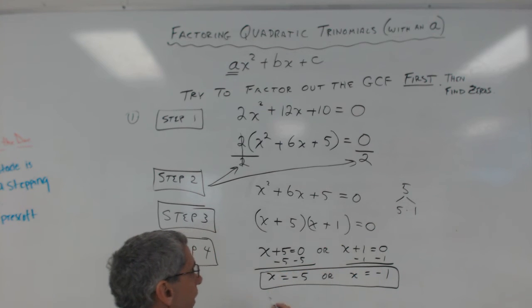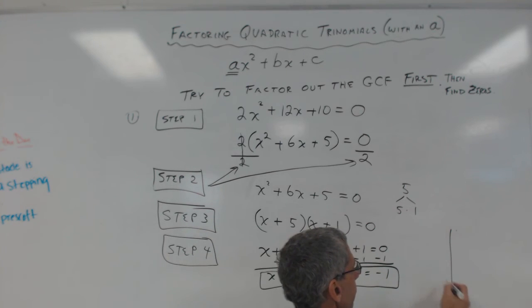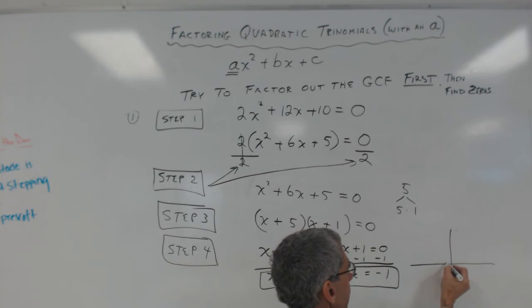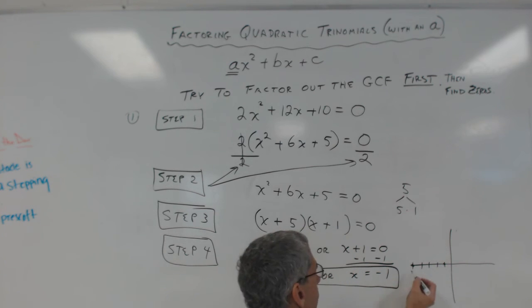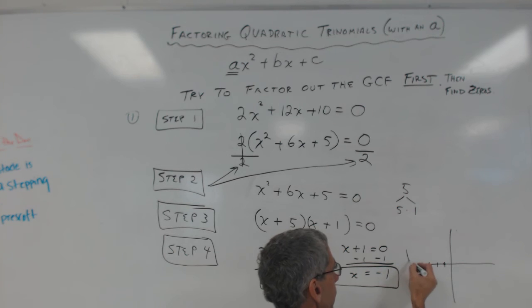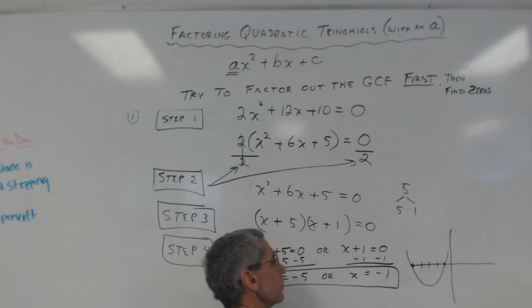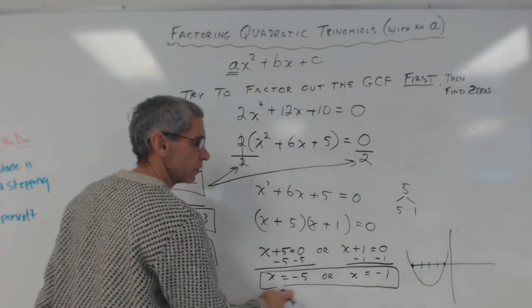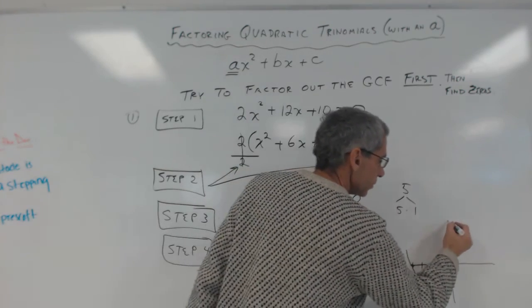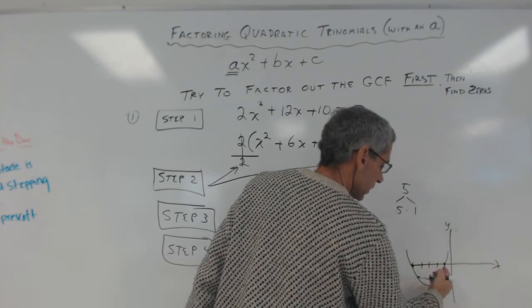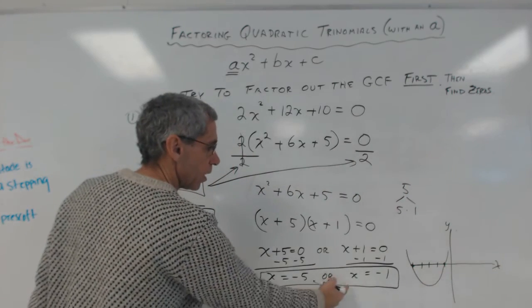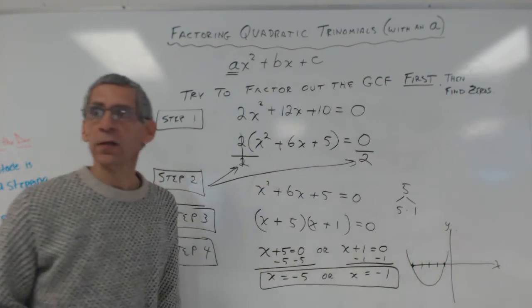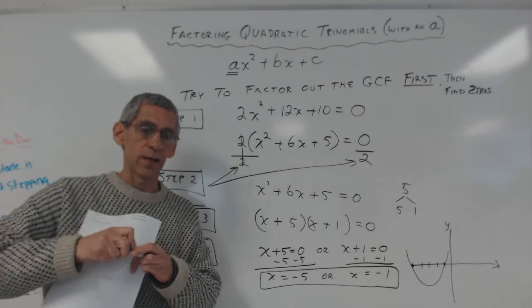Those are your zeros. You don't have to do this graph thing, but negative 1, negative 2, negative 3, negative 4, negative 5, I know the parabola goes through those 2 points, so it's going to look something like that. Okay? That's what I found. This is my y-axis, this is my x-axis, and these 2 points are where the parabola crosses the x-axis.